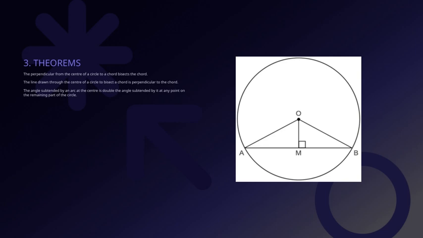Finally, there's an important relationship involving angles and arcs. The angle subtended by an arc at the center of the circle is double the angle subtended by the same arc at any other point on the remaining part of the circle. This is a fundamental concept that helps us understand how angles relate to arcs across different parts of the circle. These theorems are crucial because they connect various elements within a circle, lines, angles, and arcs, and they serve as the foundation for many geometric proofs and problem-solving strategies we will explore further.